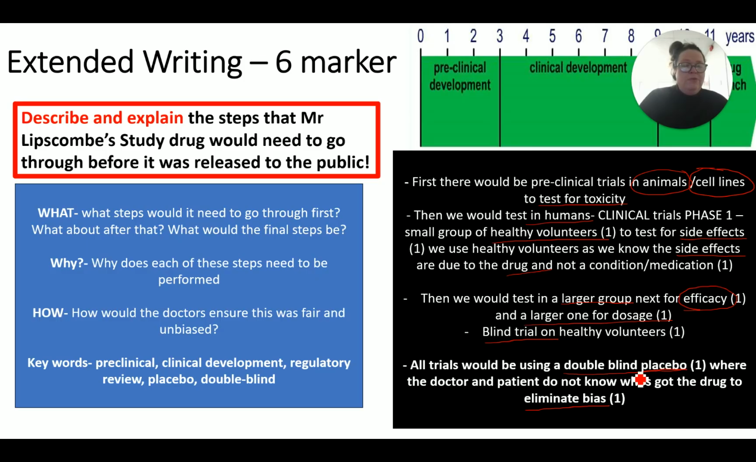Okay, so when we talk about drug testing, we need to talk about it's tested on cells, tested on animals, healthy volunteers, blind trial, double-blind trial, and then all these testing for side effects, testing for toxicity, testing to see if it works, efficacy. All right, and that's we do a double-blind trial to eliminate bias. And that is plenty more than 6 marks, okay?